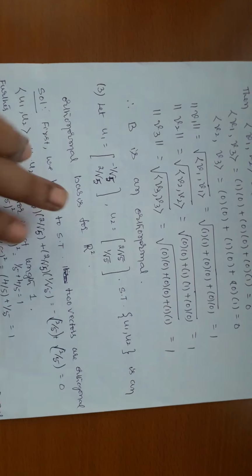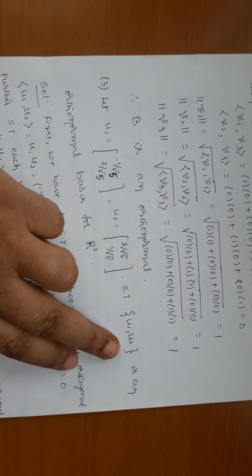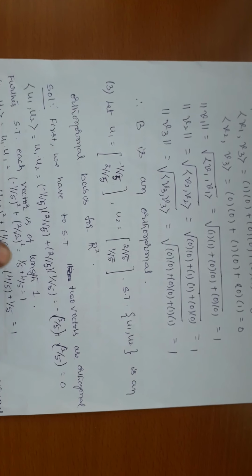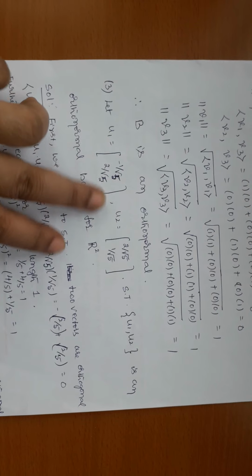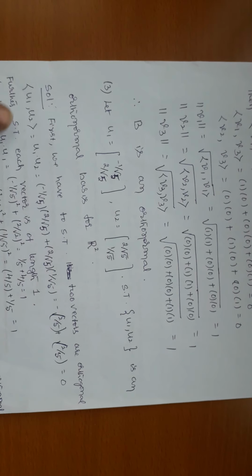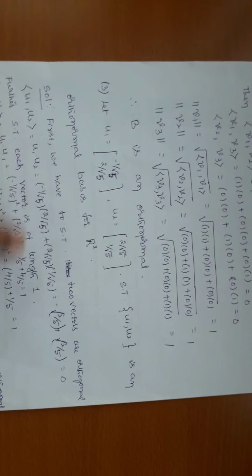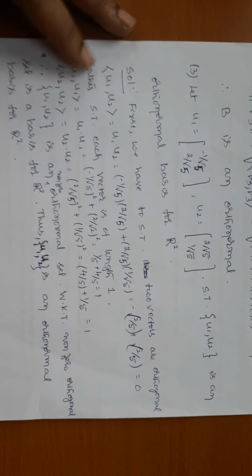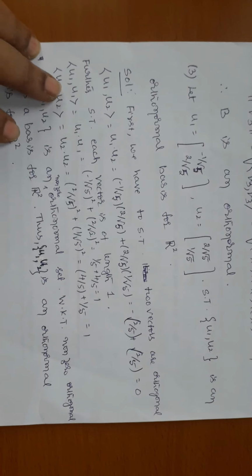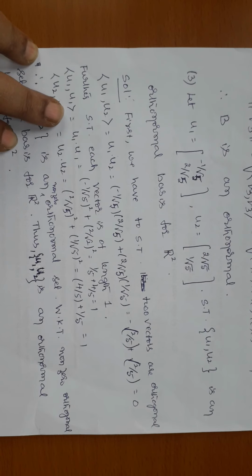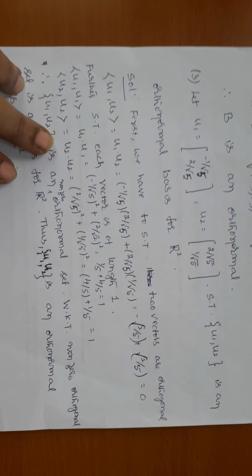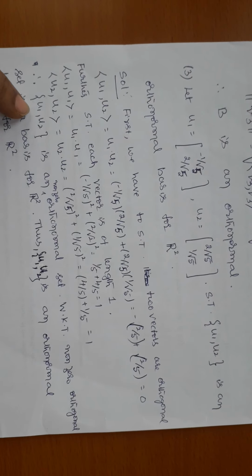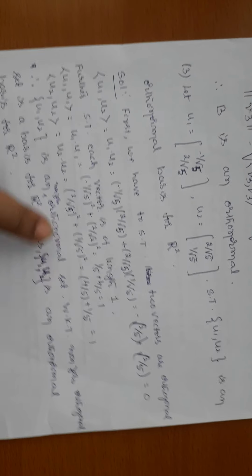It is enough to show that this set of vectors u1 comma u2 is a non-zero orthonormal set. First we have to show that the mutual inner product must be 0. The inner product of u1 comma u2 means u1 dot u2. Definitely we get 0. You are already familiar with how to find the dot product. Next you have to find the length of each vector: the inner product of u1 comma u1 and of u2 comma u2. In both cases we get 1. Therefore, the set of vectors u1 comma u2 is a non-zero orthonormal set.